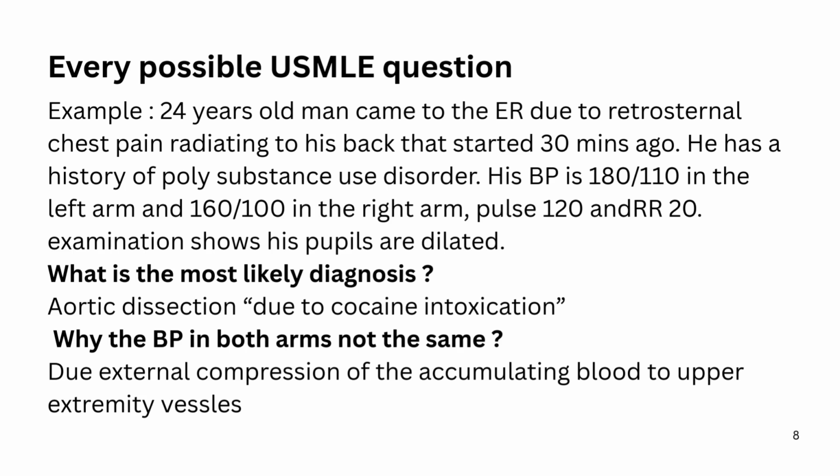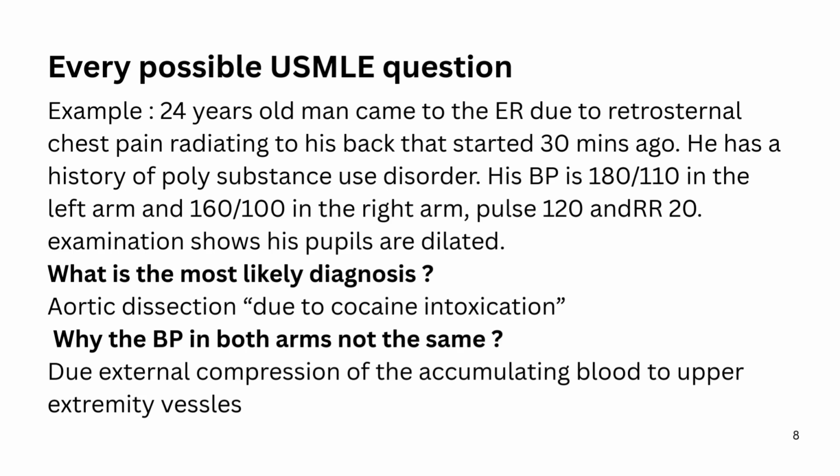Here is a 24-year-old man who came to the emergency room due to retrosternal chest pain radiating to his back that started 30 minutes ago. He has a history of polysubstance use disorder. His BP is 180/110 in the left arm and 160/100 in the right arm, pulse 120 and RR 20. Examination shows his pupils are dilated.